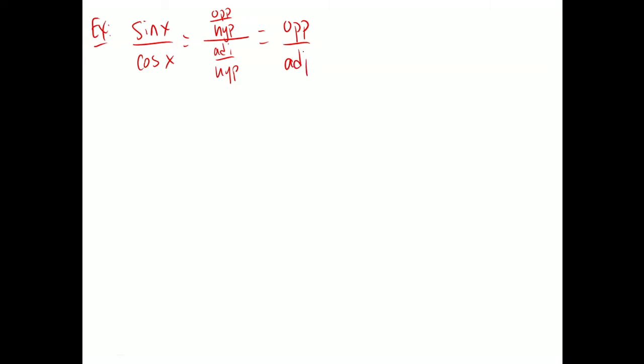Oh, but wait a minute. Opposite over adjacent. That's tangent, right? So toa. So sine over cosine, while it looks like a fraction, and it is a fraction, is actually just tangent. Same thing as tangent. Now, do I already know what the derivative of tangent is? Yes, it's in my chart, right? So I'll just remind us that from the chart, the derivative of tangent turns out to be secant squared.